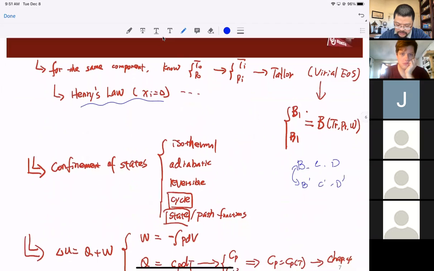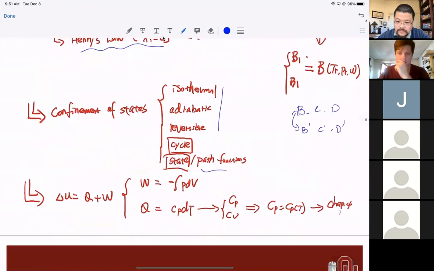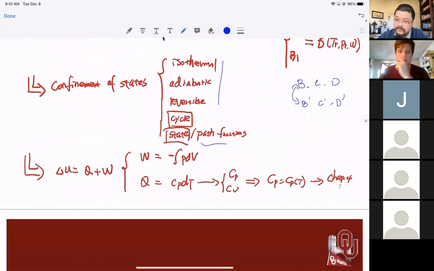And here, as I mentioned, we try to understand and make us comfortable with the so-called isothermal process, adiabatic, reversible, right? And even state and path function. State function is much preferred in the calculation. Okay. So we've discussed a lot already.